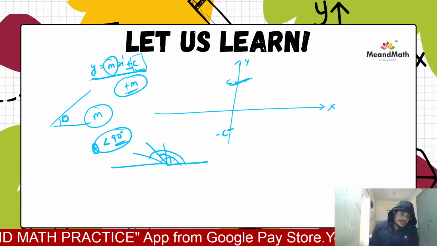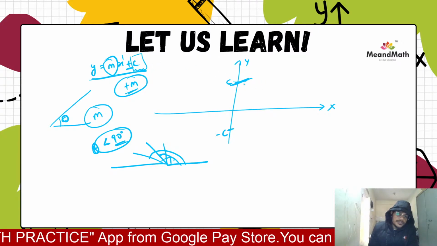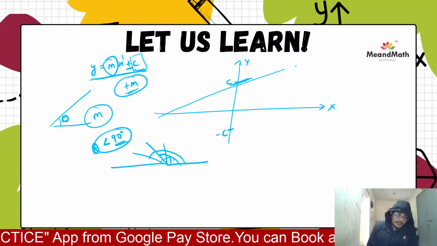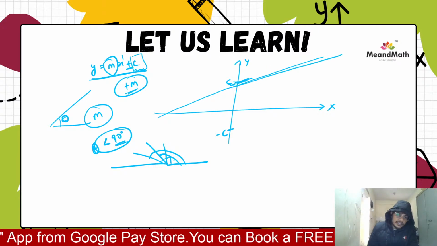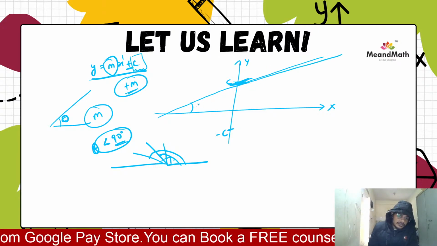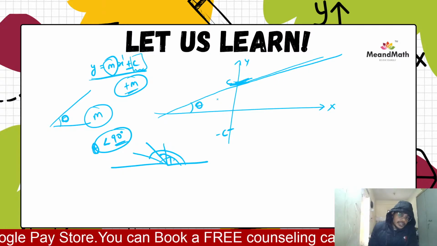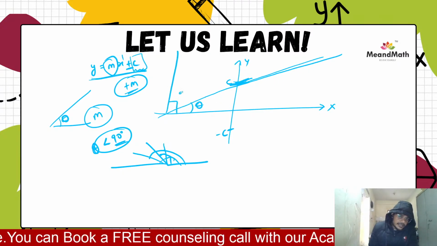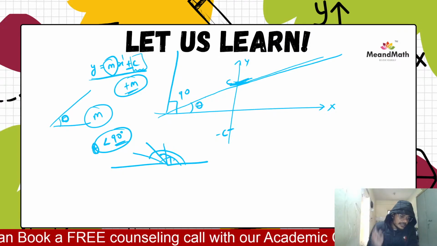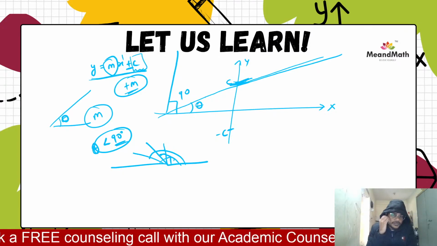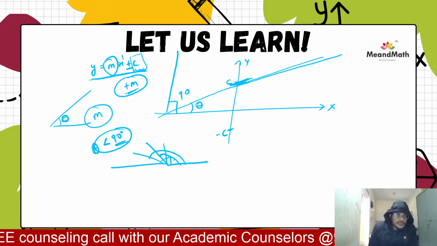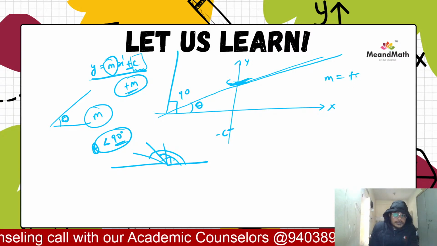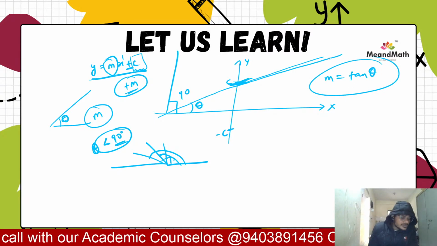See here, m is positive, c is positive. Your line should be something like this. Let's say this is c. So this theta is the angle between your line and your x-axis. Now see, this is 90 degrees, so this theta is less than 90. That means the slope is positive. Now, what is the m value? m value is tan theta, right?